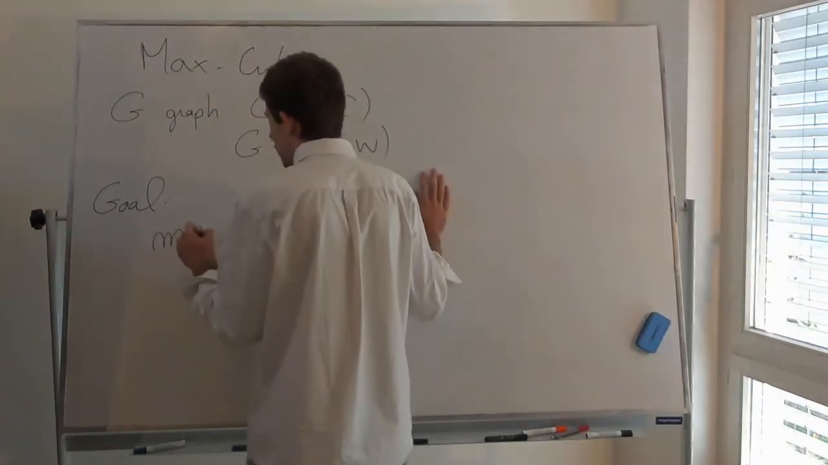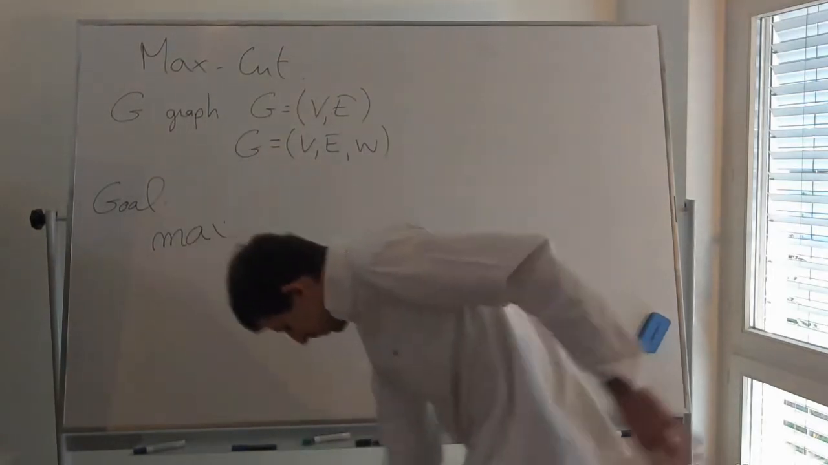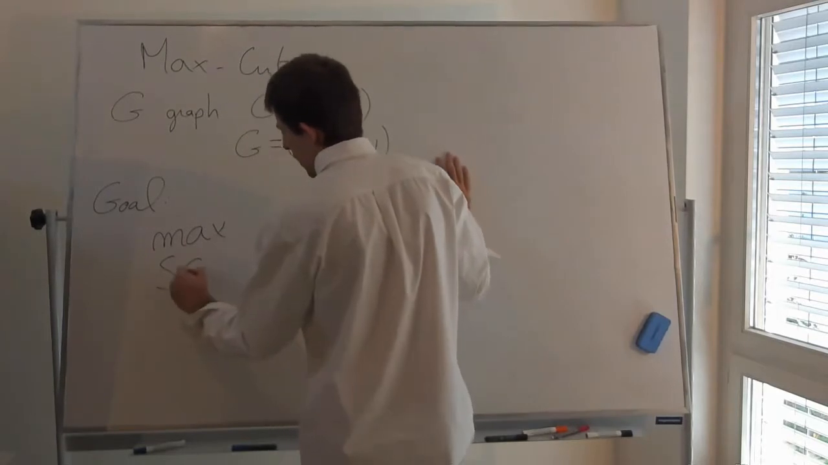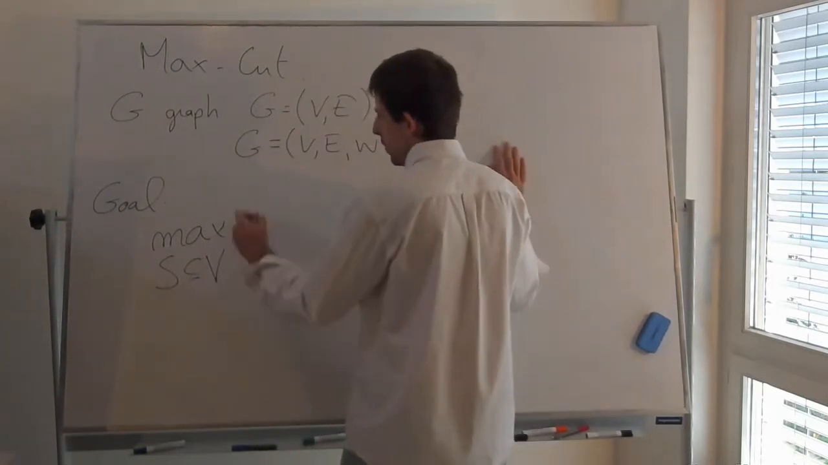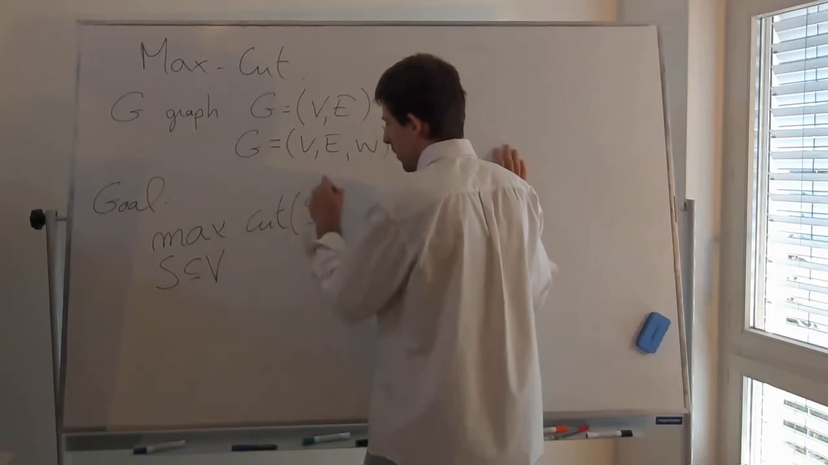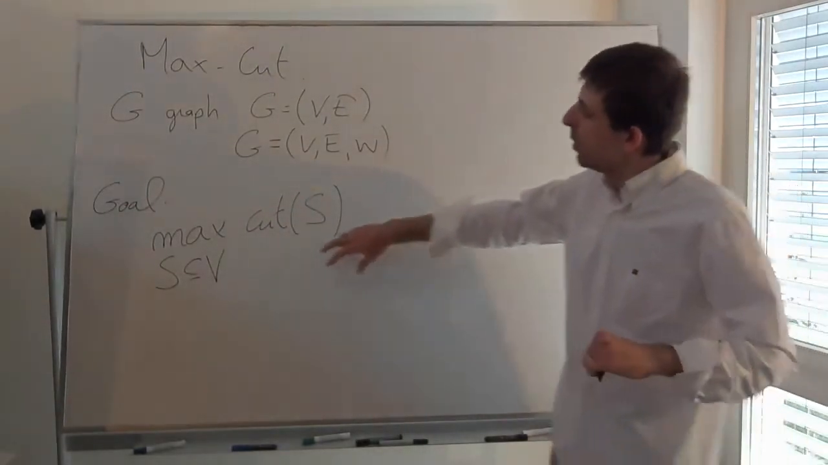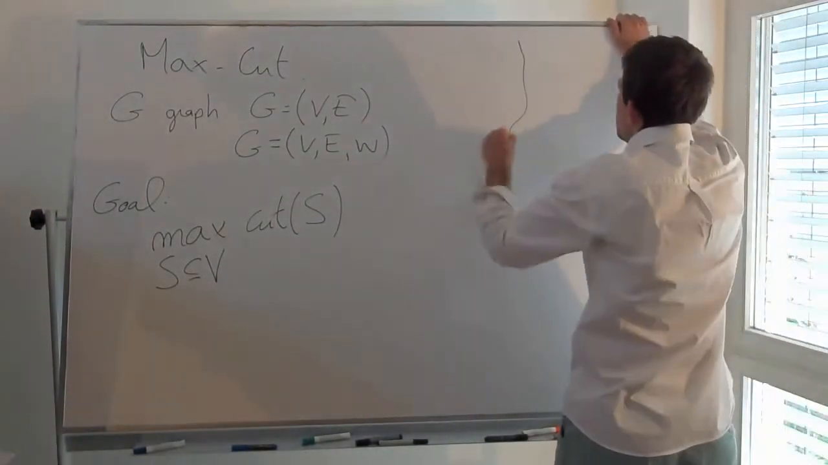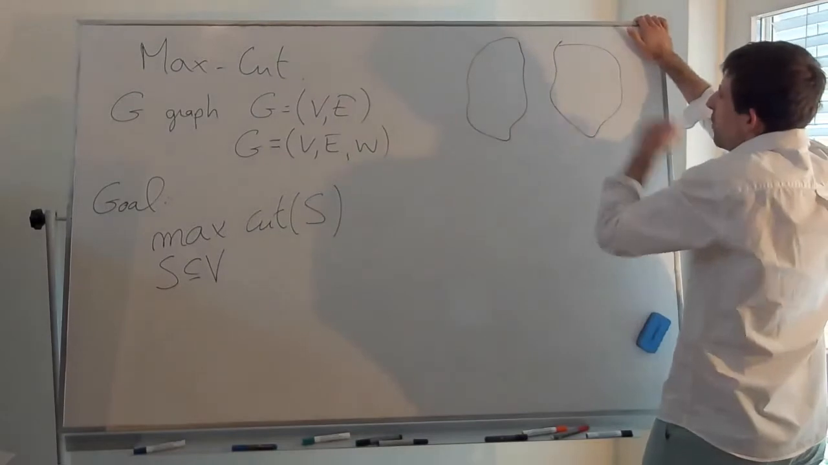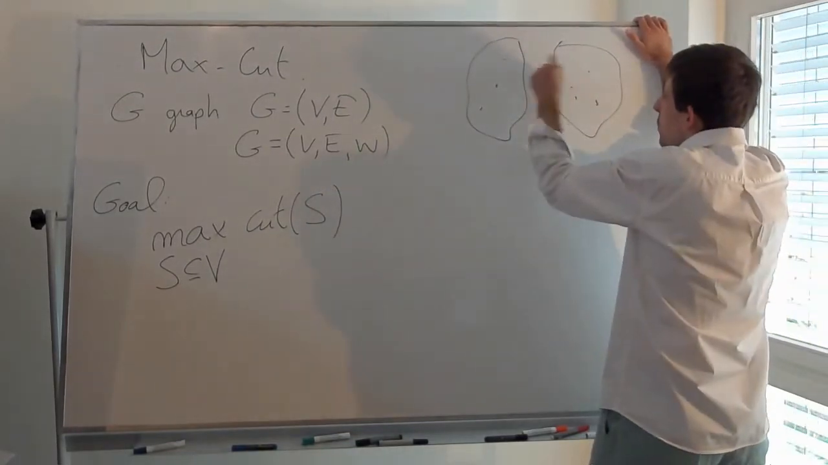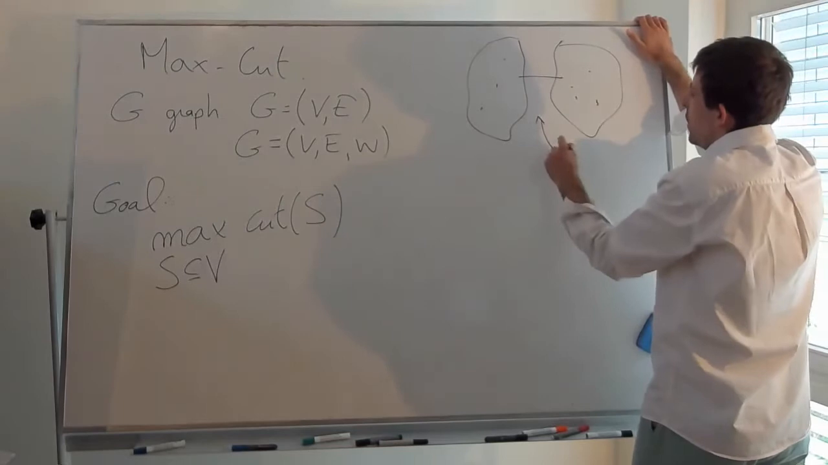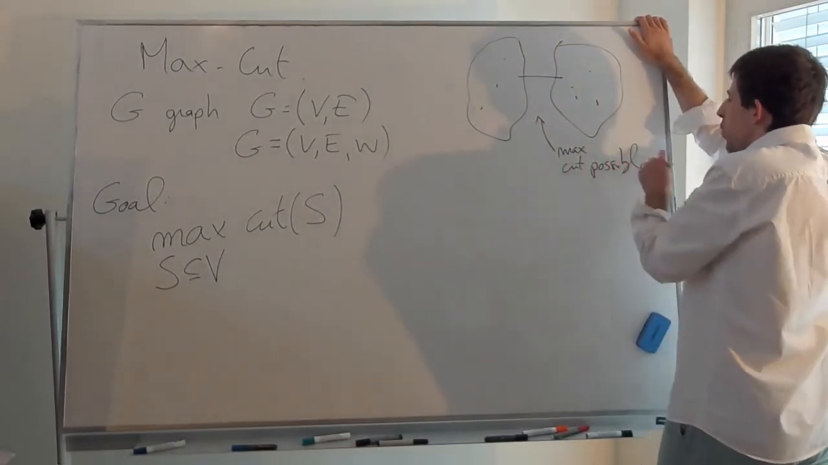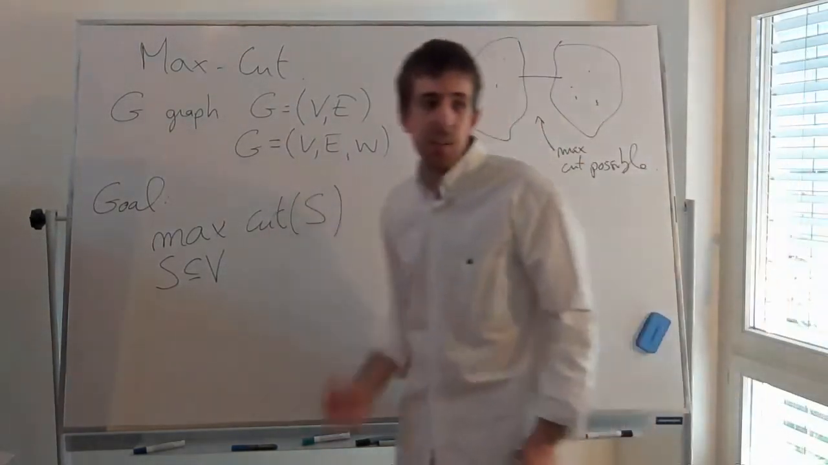So max cut, over subsets of the vertices, of the cut. Here it's sort of the opposite of what we were doing before, because here we want to split the graph, and we want the number of edges in between to be maximized, the maximum cut possible. Before we were doing things like minimizing the cut.